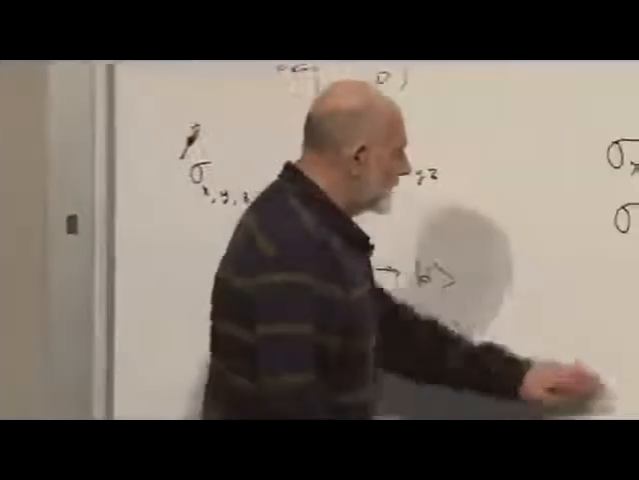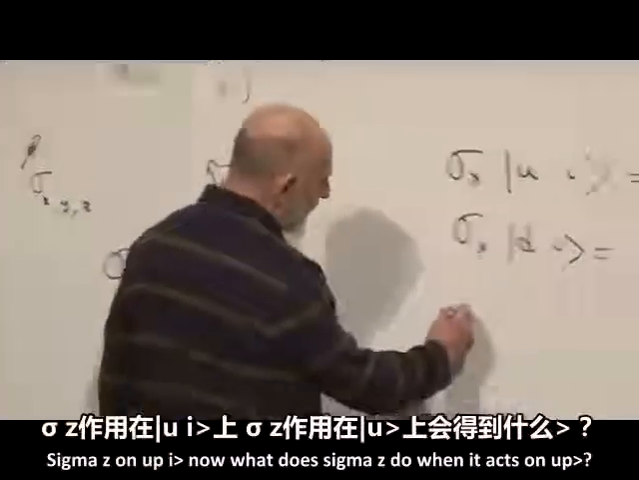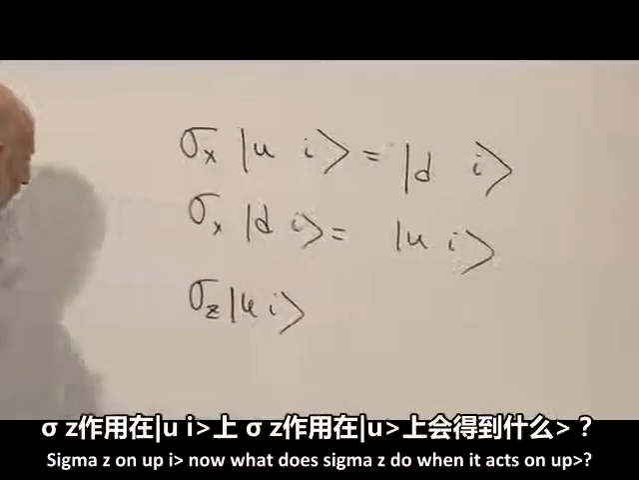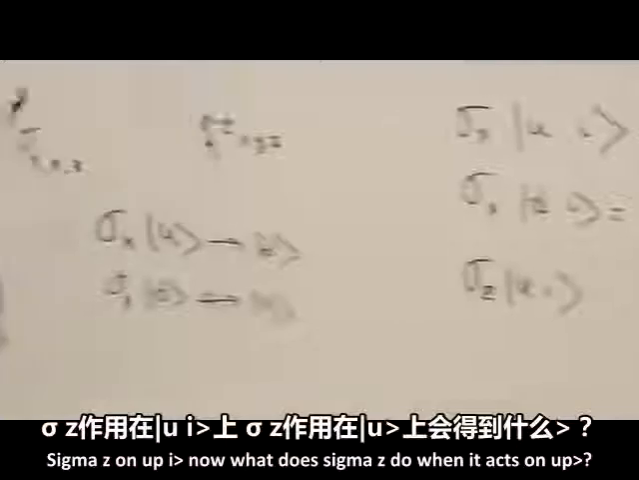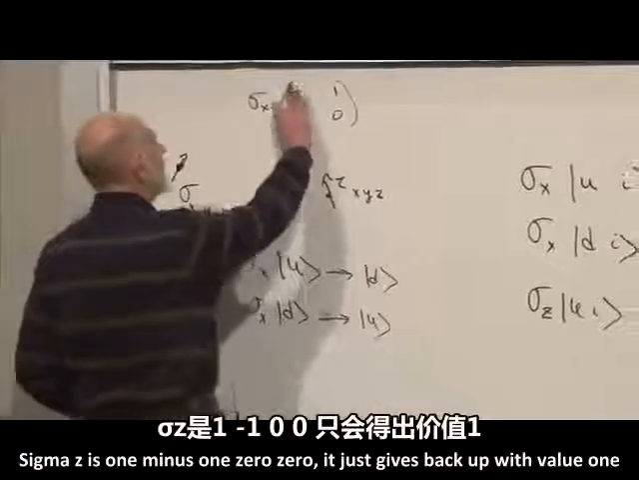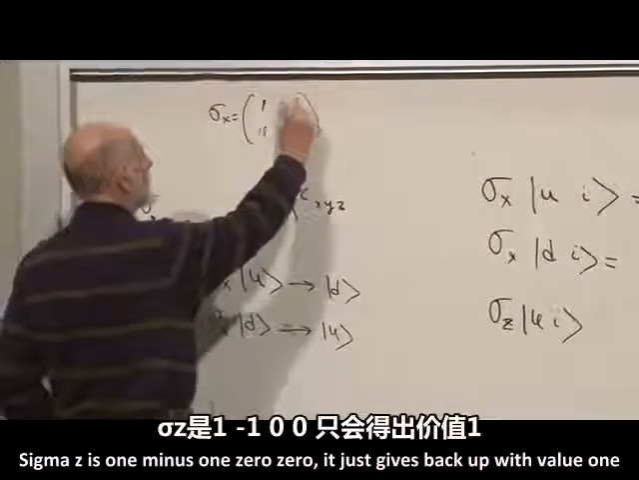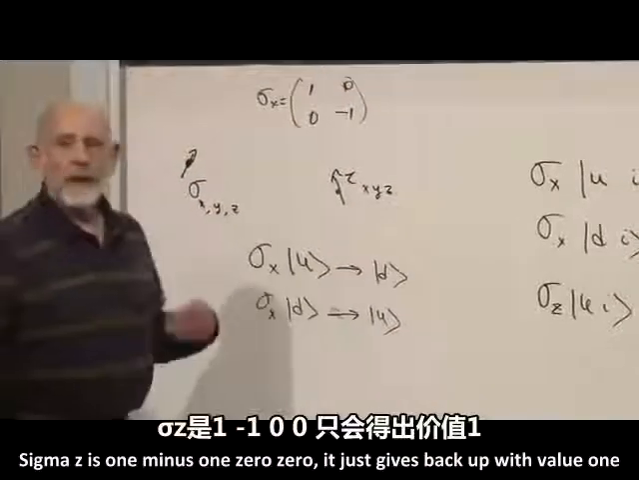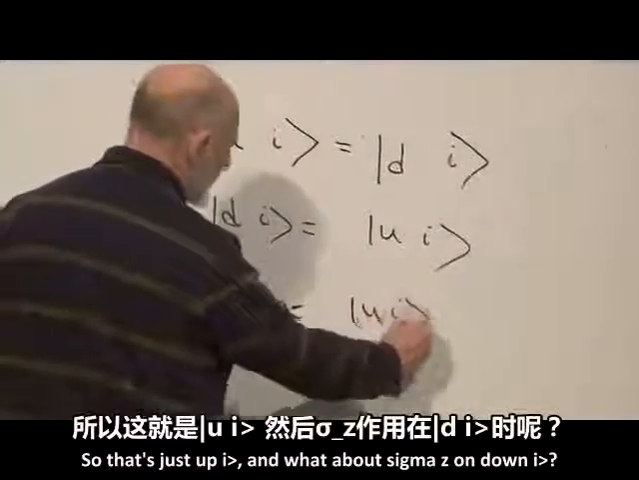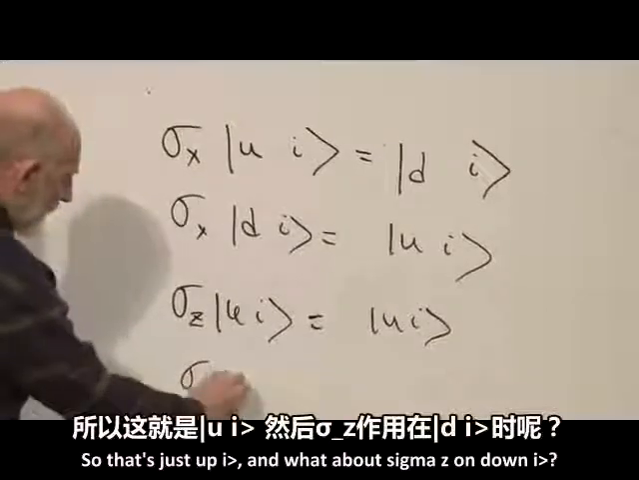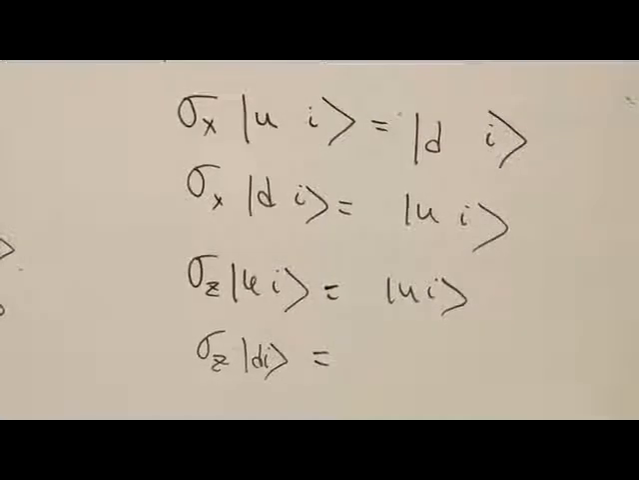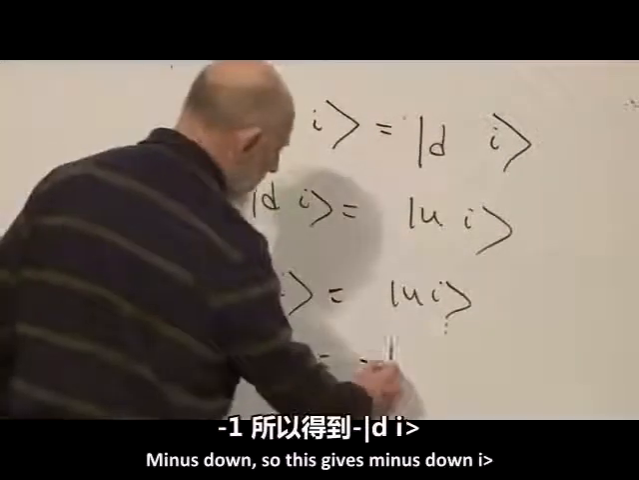Doesn't do anything. On the other hand, oh, let's do one more sigma. Sigma z on up I. Well, what does sigma z do when it acts on up? Sigma z is 1, 0, 0, minus 1. It just gives back up with value 1. So that's just up I. And what about sigma z on down I? Well, what happens when sigma z hits down? Minus down. So this gives minus down I.